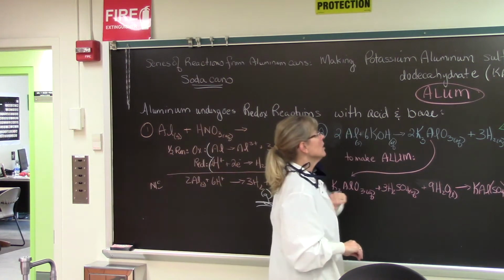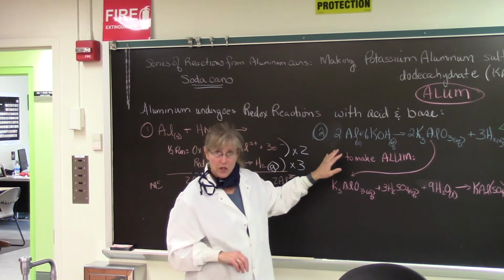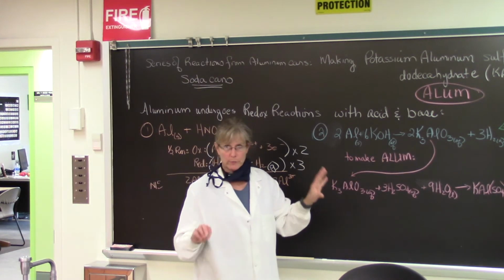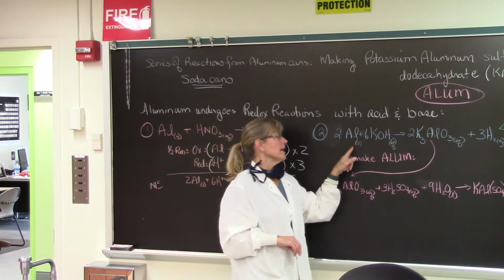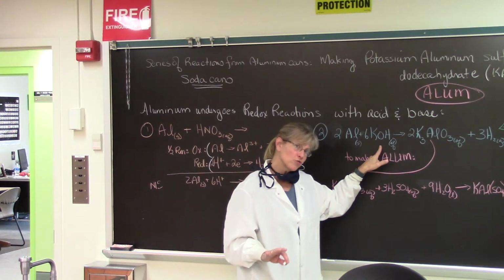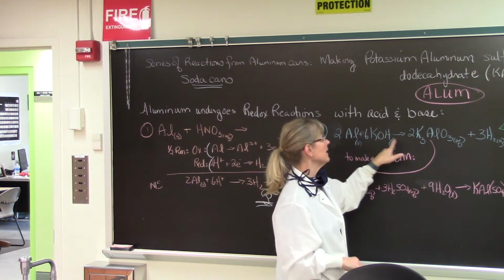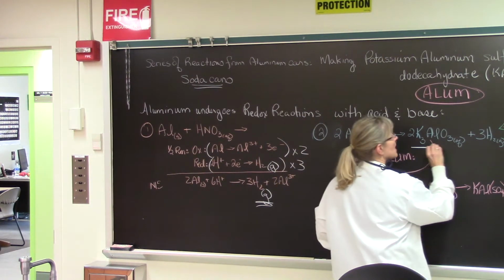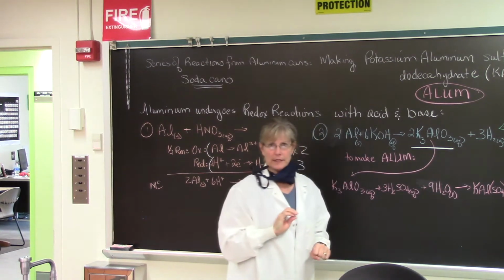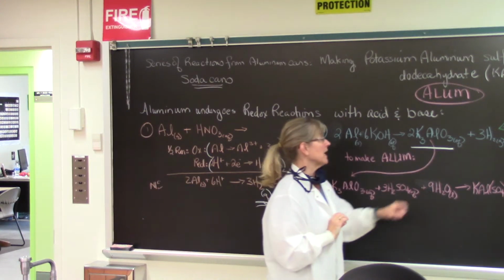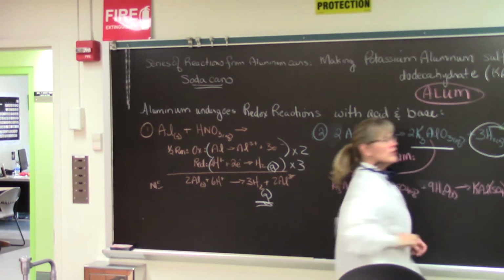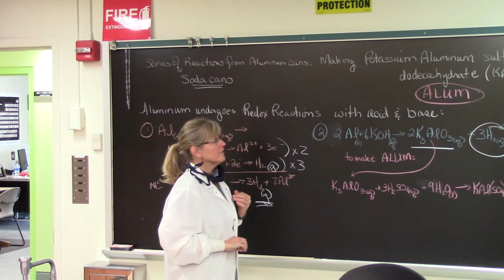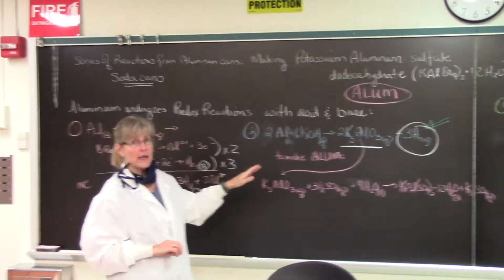As I said, it also reacts with base. Now this is also a redox reaction, but it's a little bit more complicated, so we're not going to break it down. But again, we take solid aluminum, we're taking a strong base, potassium hydroxide, and when we react the 2 of these together, we get potassium aluminate and hydrogen gas.